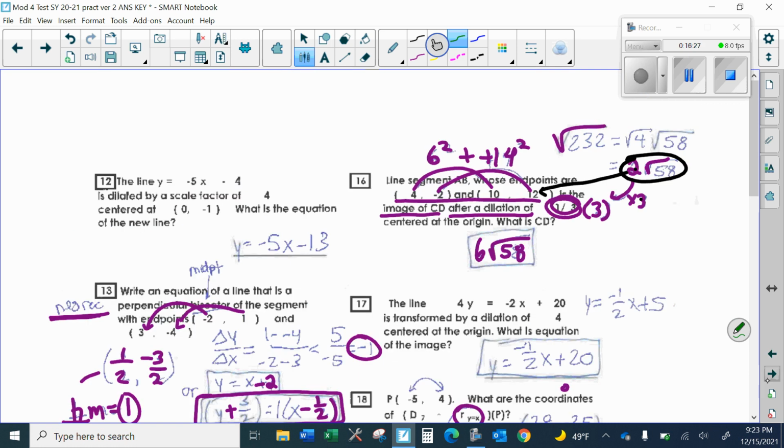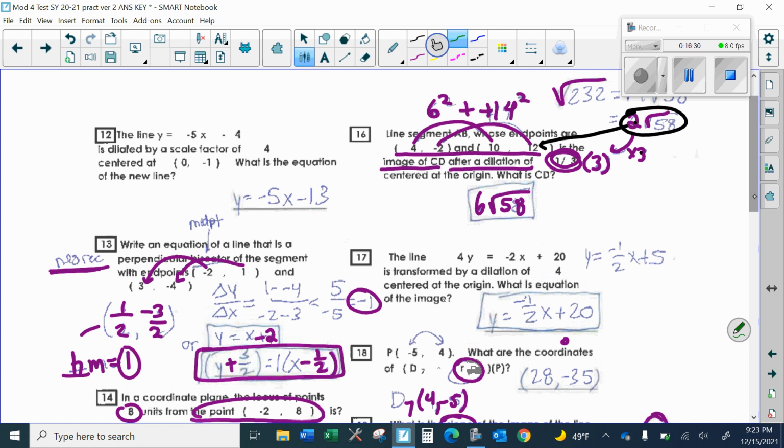Back side now. The line y equals -5x minus 4 is dilated by a scale factor of 4, centered at 0, -1. So I first want to check to see if 0, -1 is on the line. It's not. Remember, if it's on the line, the answer is the exact same equation. This is at 0, -1. This y-intercept is 0, -4. So how far is it from 0, -1 to 0, -4? I went down 3. So I'm subtracting 3.